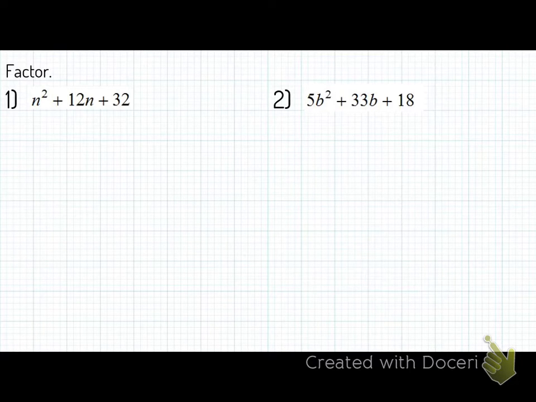Okay, so factor. See the directions that say factor? Eyes up at the screen, please. I'm teaching you right now. So factor means what again, everyone? Break apart. Good, break apart.